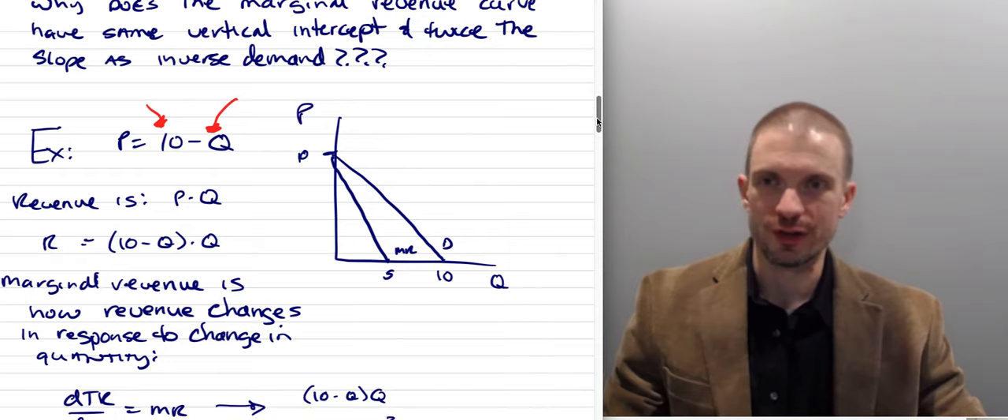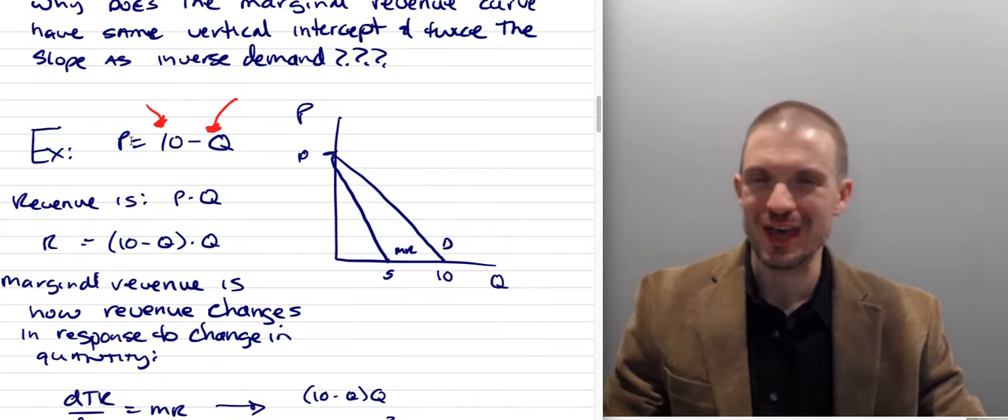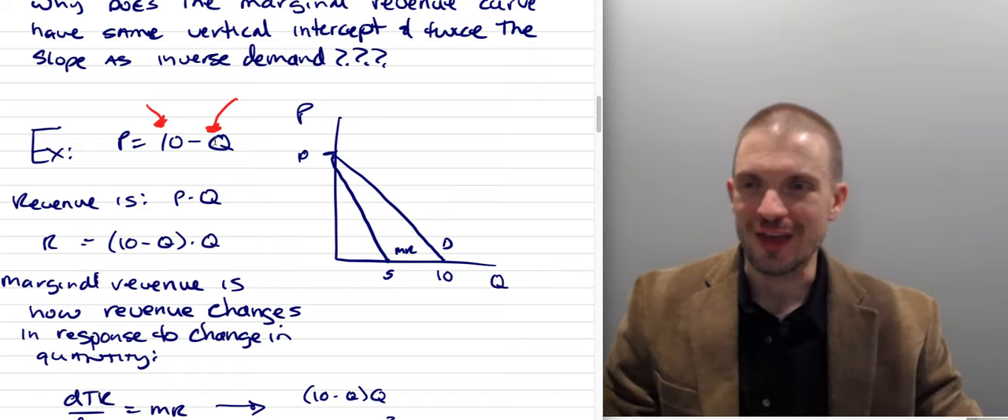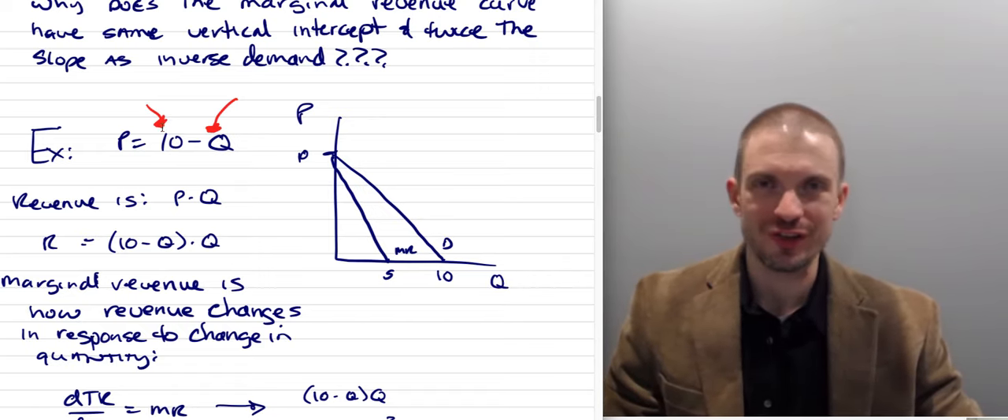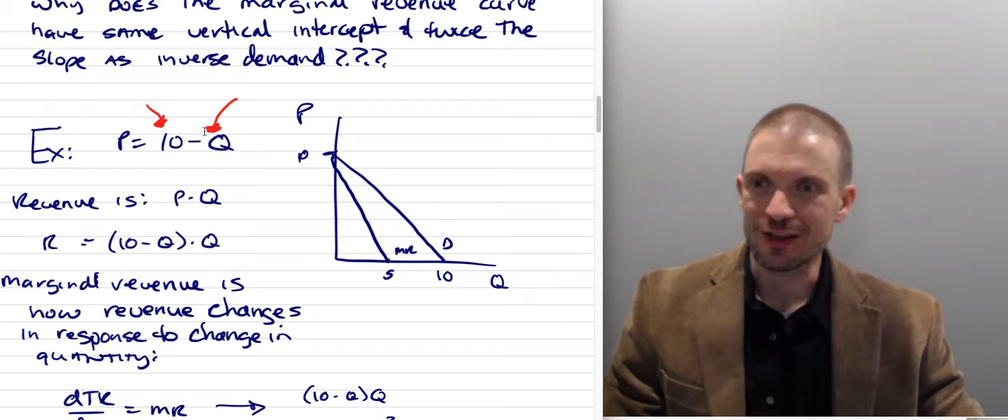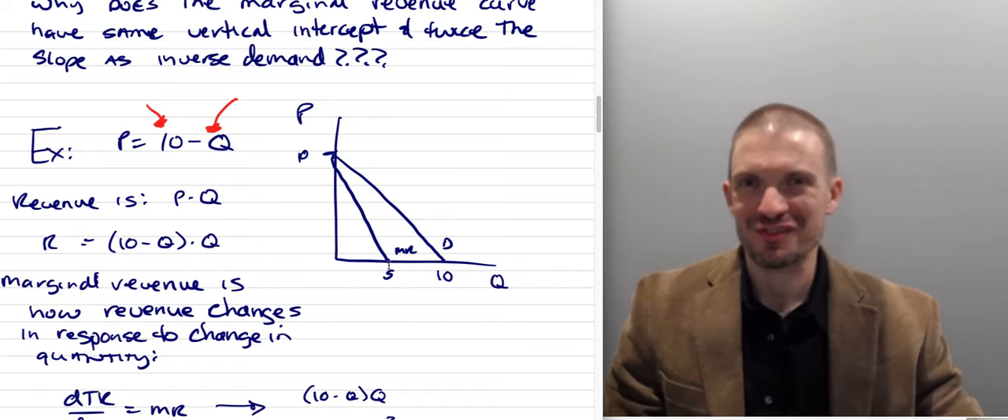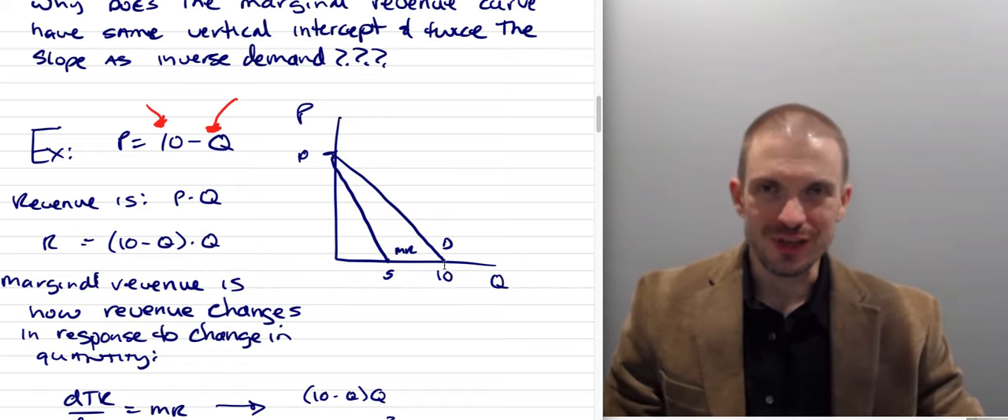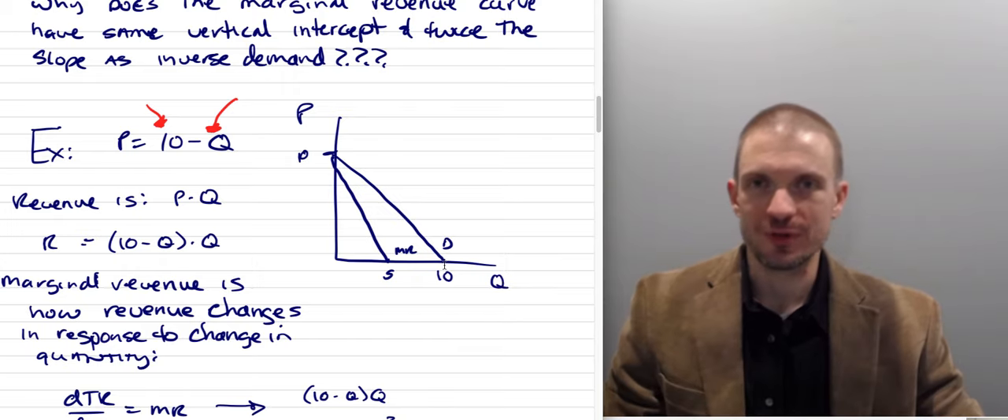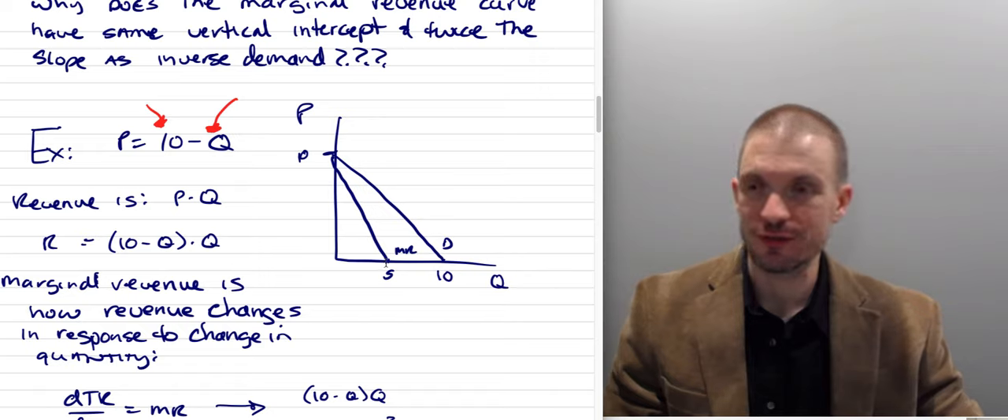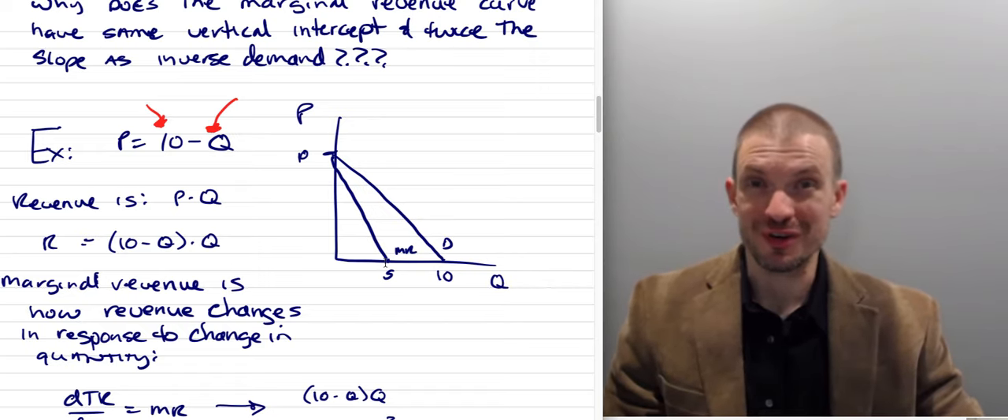So let's just use the example that I started with. Suppose we have an inverse demand where price is equal to 10 minus Q. Notice the vertical intercept, 10, right here. Notice the slope: it's minus 1, so this has a slope of 1. Marginal revenue is going to have the same vertical intercept and twice the slope. If it has twice the slope, it's going to cross half as close to the origin. So if the horizontal intercept of the demand curve is 10, then the horizontal intercept of the marginal revenue curve is 5.